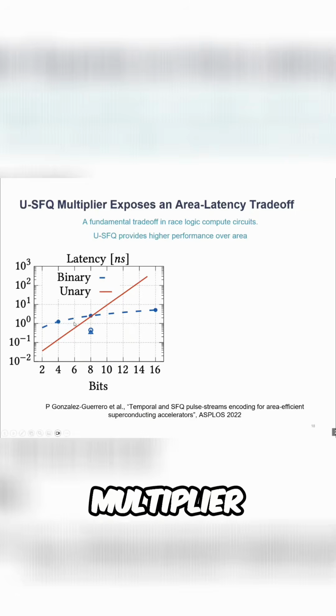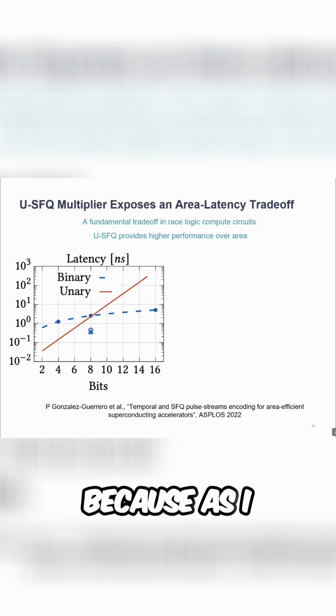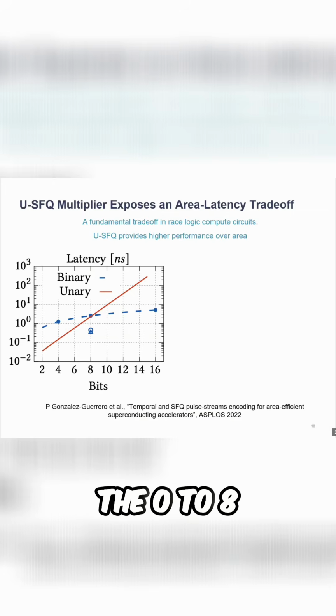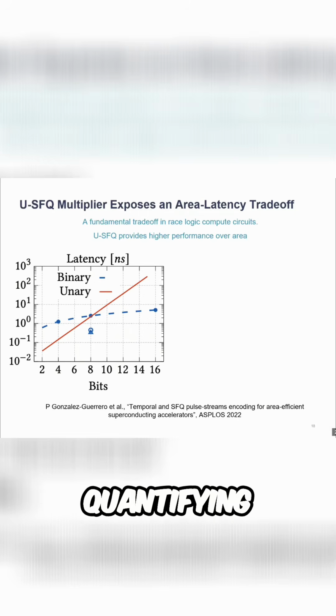The unary multiplier becomes a lot slower because, as I said earlier, if I increase my numerical range, now I have to wait longer. So in other words, if I compare an epoch for a numerical range of 0 to 3 versus 0 to 8, 0 to 8 is twice as long. So the whole circuit, because we have to wait for every epoch to end, now runs twice as slow. So it's this trade-off that we're quantifying here.